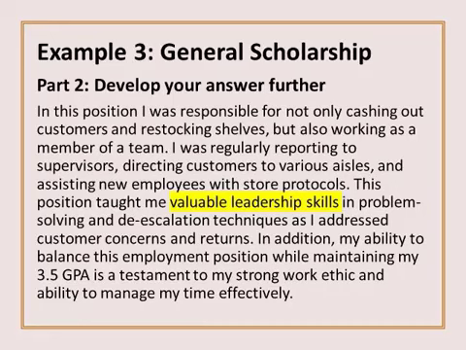To develop this answer further, this response states, "In this position, I was responsible for not only cashing out customers and restocking shelves, but also working as a member of a team. I was regularly reporting to supervisors, directing customers to various aisles, and assisting new employees with store protocols. This position taught me valuable leadership skills in problem solving and de-escalation techniques as I addressed customer concerns and returns. In addition, my ability to balance this employment position while maintaining my 3.5 GPA is a testament to my strong work ethic and ability to manage my time effectively."